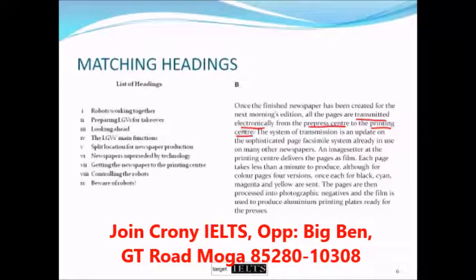Let's compare it with the headings. Now I will read my headings one by one. Could it be robots working together? Preparing LGVs, looking ahead, main functions, split location, superseded by technology? It does not talk anything about newspaper superseded by technology. Could it be getting the newspaper to the printing center? We did talk about transmission from the pre-press center to the printing center, so this looks like a feasible bet. Could it be control of the robots? Beware of robots? No. In this case, it's really evident that option 7 is the correct heading for this paragraph.